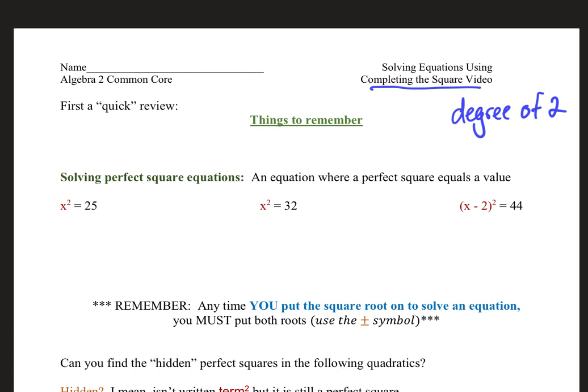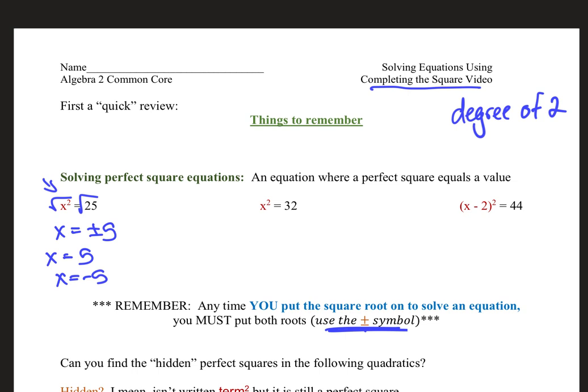So this one right here, the first one, is the simplest one, where you take the square root of both sides, and you're just left with x equals, and remember, you must put a plus or minus symbol when you use the square root, so it's just plus or minus 5. That's ideal. That means x is 5 and x is negative 5. That means that there's 2 answers there.